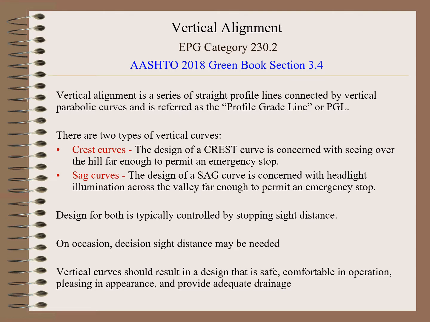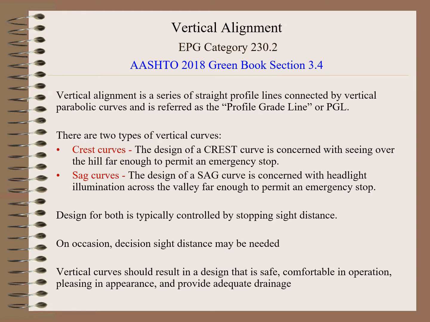There are two types of vertical curves. We have crest curves, and the design of crest curves is concerned with seeing over the hill far enough to permit an emergency stop. With sag curves, the design is concerned with the headlight illumination across the valley far enough to permit an emergency stop. Design for both is typically controlled by stopping sight distance. On occasion, decision sight distance may be needed.